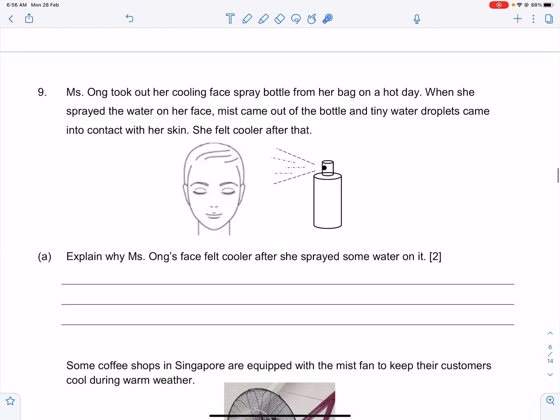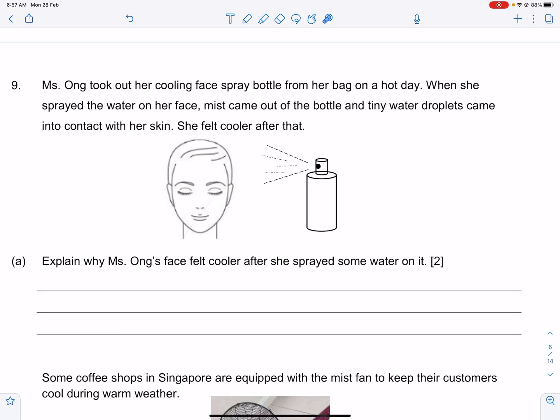Alright, moving on. Question 9. Okay. Miss Ong took out her cooling face spray bottle from her bag on a hot day. When she sprayed water on her face, mist came out of her bottle and tiny water droplets came into contact with her skin. She felt cooler after that. Explain why Miss Ong's face felt cooler after she sprayed some water on it. Now, first things first, this is actually a very common question.